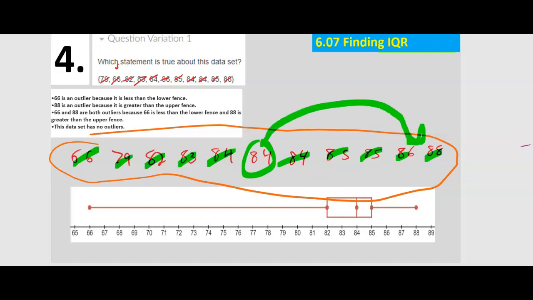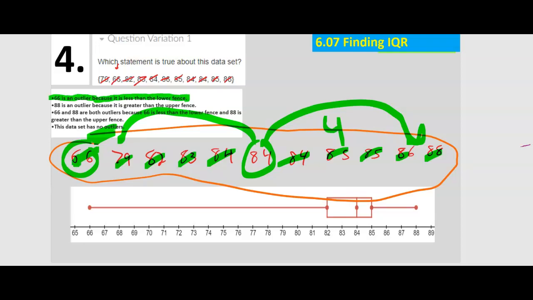Which one of these numbers is really far away from 84? Well, if you look at 88, that's only 4 units, but if you look at the min, 66, that's a lot more than 4. Yeah, that's way out there. So if I had to pick, I'd say 66 is way out there. So I'd say it's probably the first answer here.